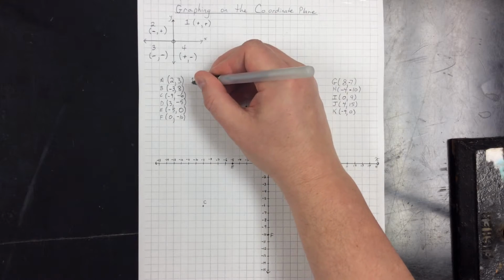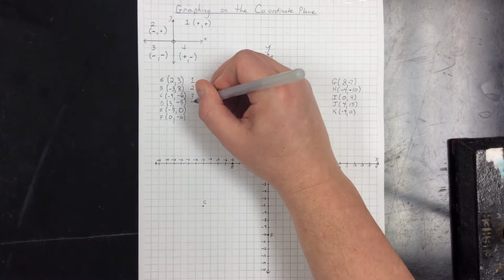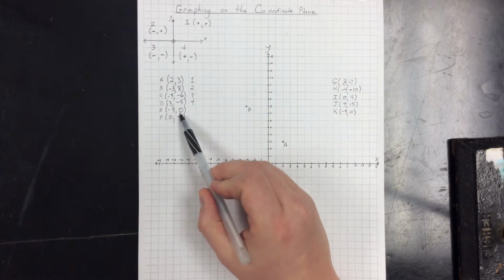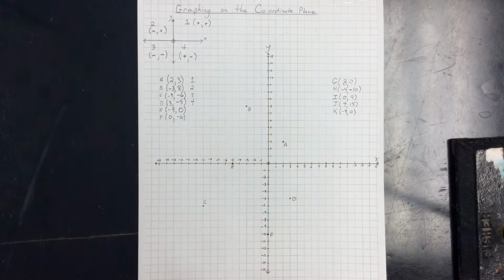So this was in the first quadrant, this was in the second, this was in the third, and this one is the fourth. Because these have 0 values, they don't really fit in any quadrant, or we can say that they don't belong to any quadrant.